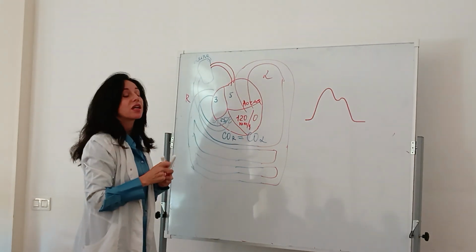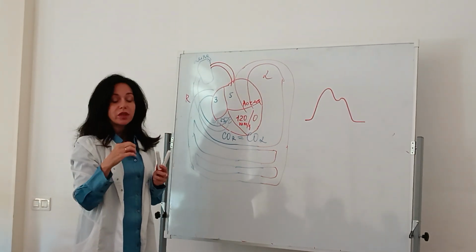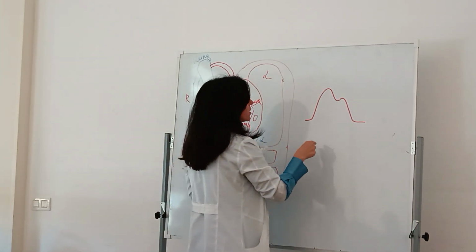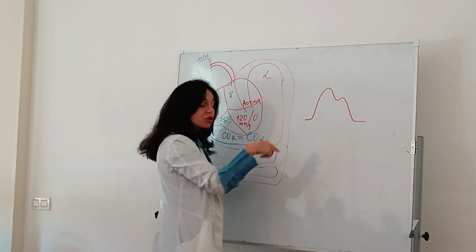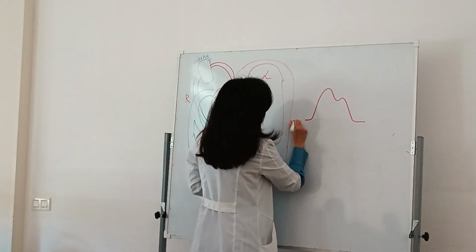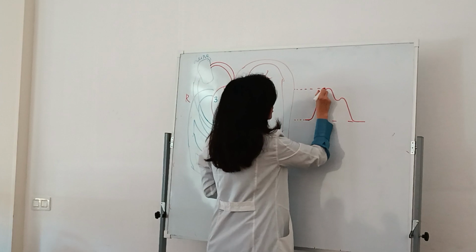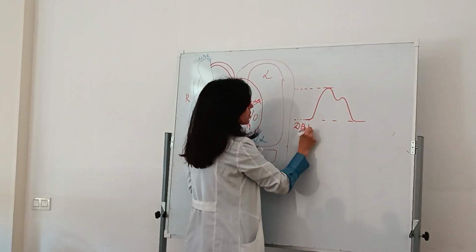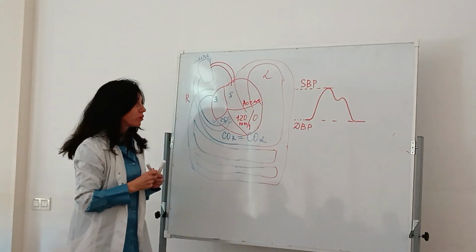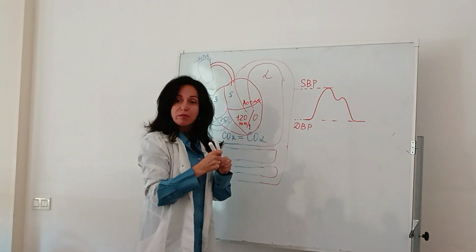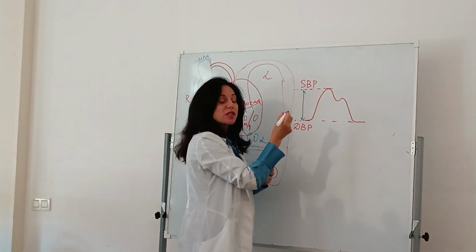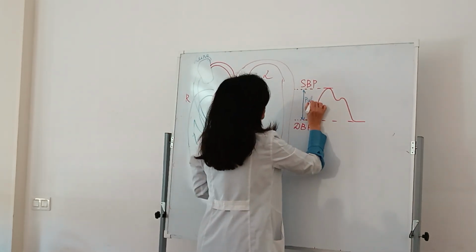The rising phase reflects inflow of blood to the vessel during systole phase, and the diminishing part reflects outflow. So we have two values of blood pressure, diastolic and systolic blood pressure. The difference between them, systolic minus diastolic, is called pulse pressure.